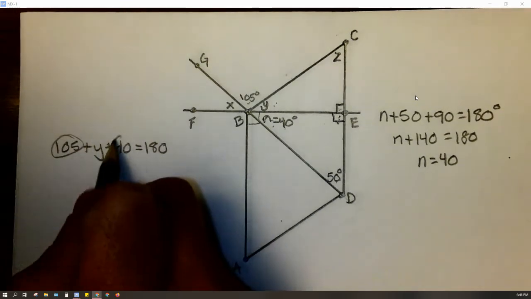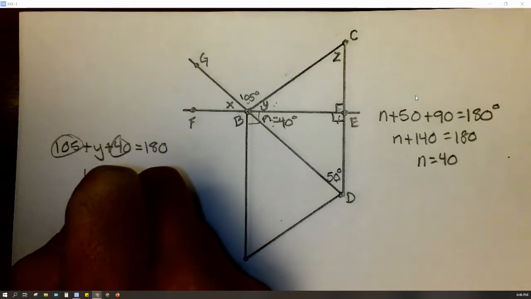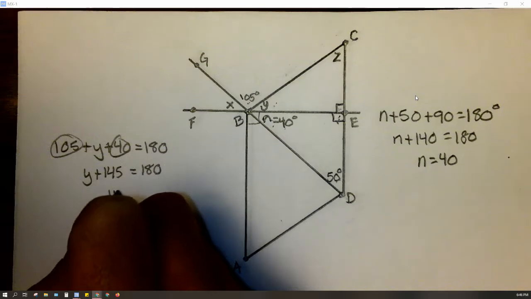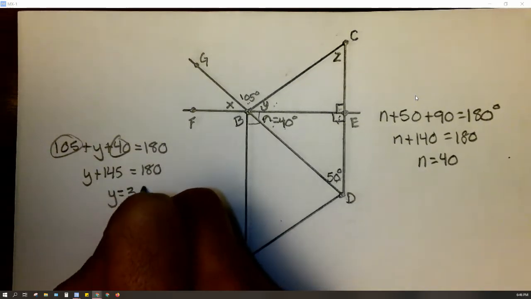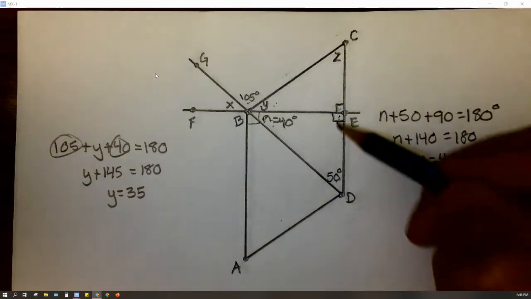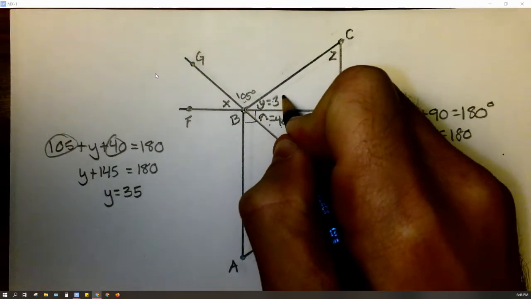So now 105 plus 40 is 145. So y plus 145 equals 180. Subtract 145 from both sides, and y equals 35. So that's the first answer we can put in, is that y is 35 degrees. Next, this is 90. We just found out y is 35.